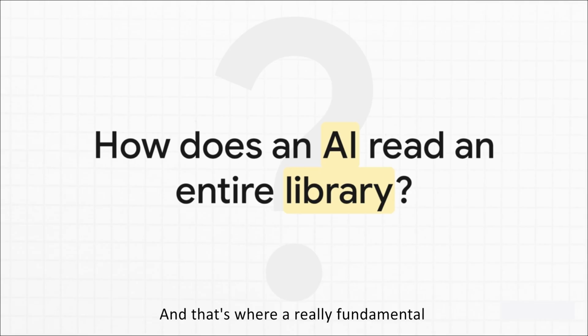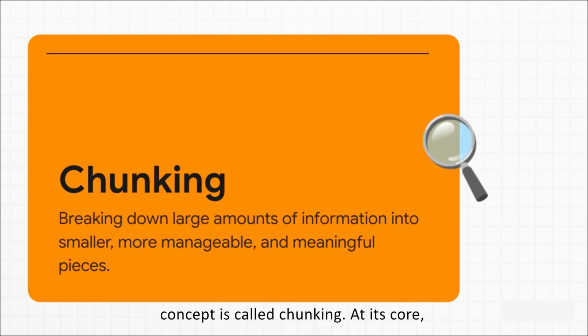And that's where a really fundamental concept in AI comes into play. And that concept is called chunking. At its core, it's pretty simple. Just breaking down huge amounts of information into smaller, meaningful pieces.